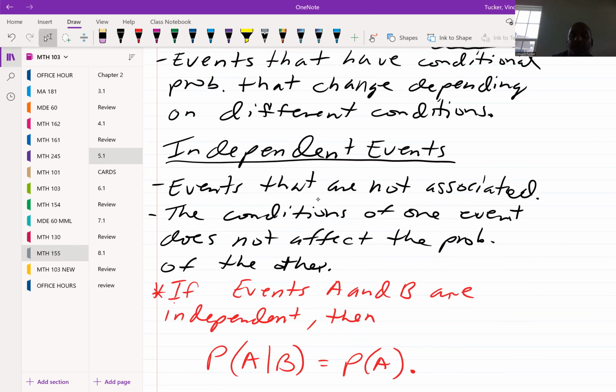Then we have a general statement: if events A and B are independent, then the probability of A given that B has occurred is just the probability of A, because B doesn't affect A. So it's just the probability of A.